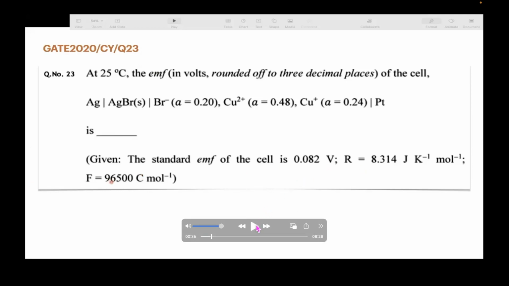Ma'am, voice is not audible. R and F well. Still not audible. I am playing it on speaker so that you Yes. Okay.